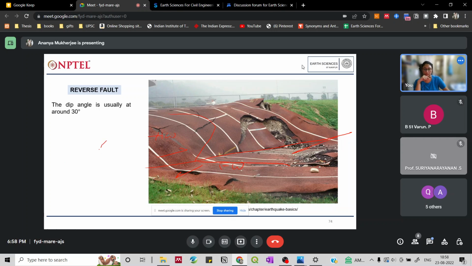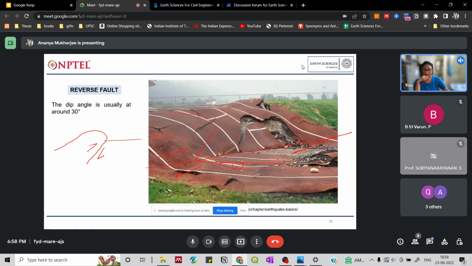So how would this look in a cross sectional view? It would look something like this, where this block has moved on top and this block has either moved down or it has not moved. This is a reverse fault.